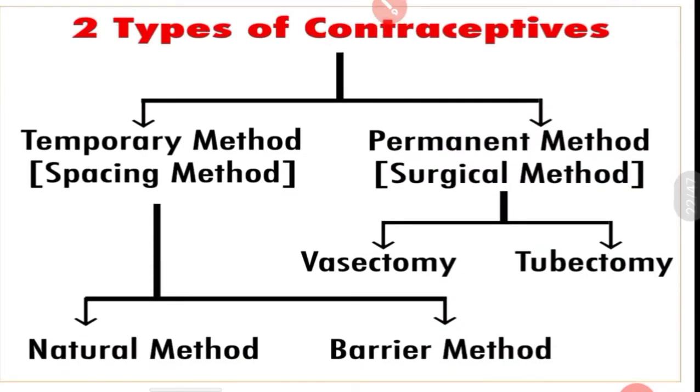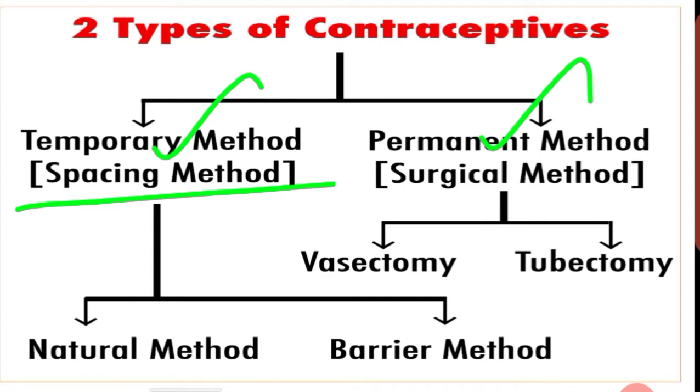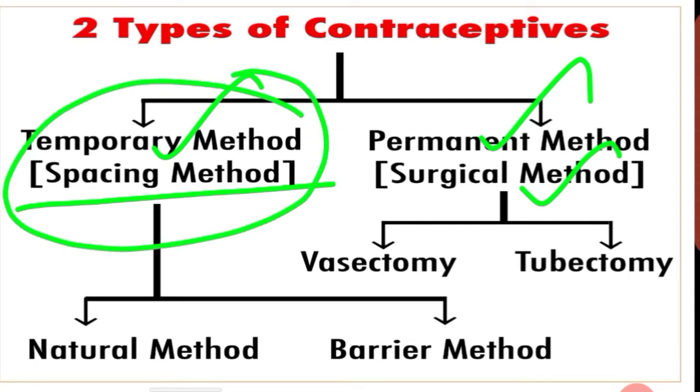There are two types of contraceptive. They are the temporary method, that is the spacing method. In the exam, when they ask about the spacing method, write it down as the temporary method in your notes. Similarly, the permanent method is the surgical method. There are two types of contraceptive: temporary method or spacing method, and permanent method or surgical method.